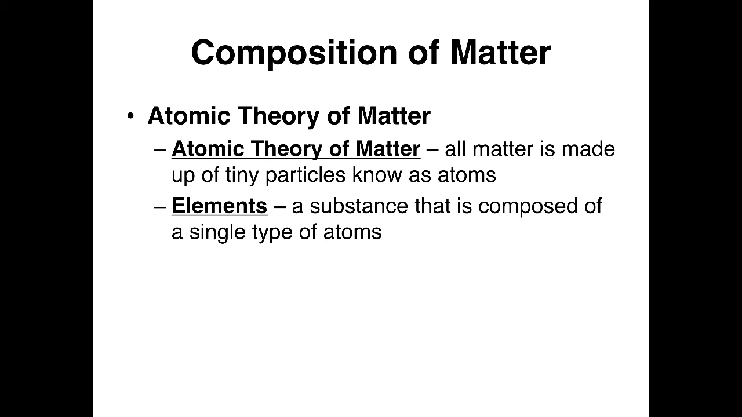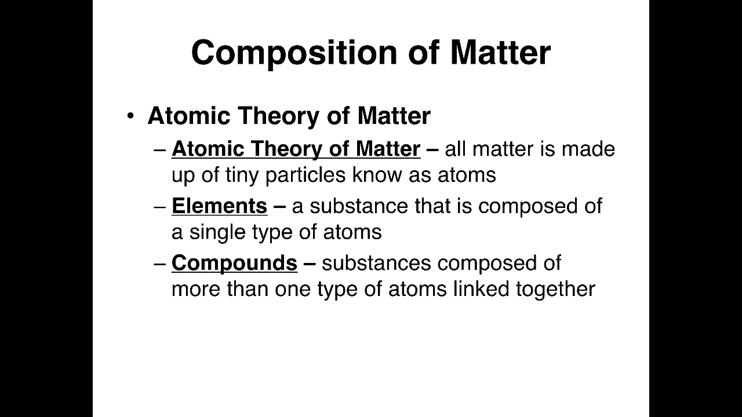An element is a substance that is composed of one single type of atom and that cannot be simplified into other more simple substances. A compound, on the other hand, is a substance that is composed of more than one type of atom linked together. Now, in rare instances, these atoms can all be the same as they're linked together, and examples of that are hydrogen gas and elemental iodine. But most compounds are composed of two or more types of atoms that are actually different from each other.